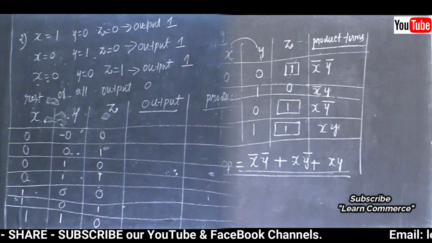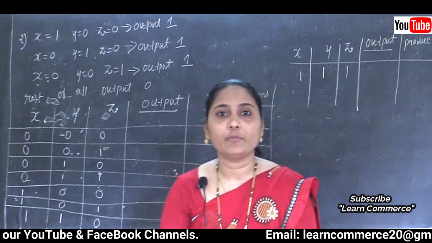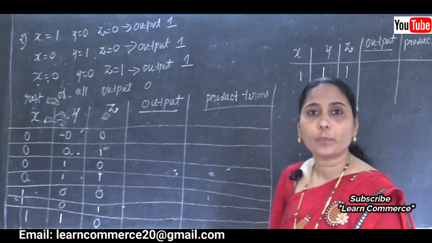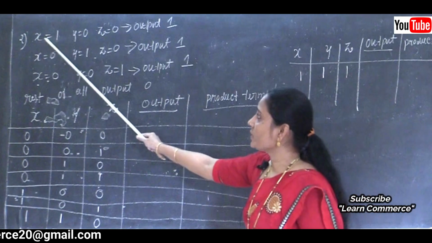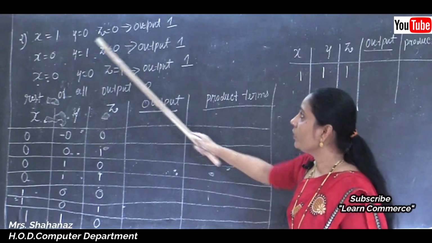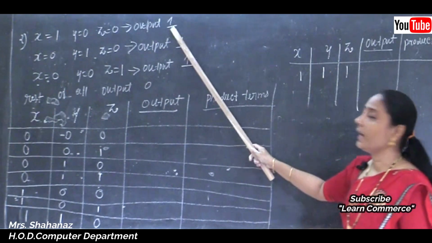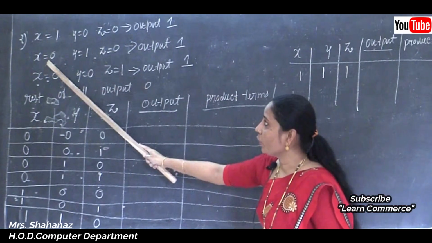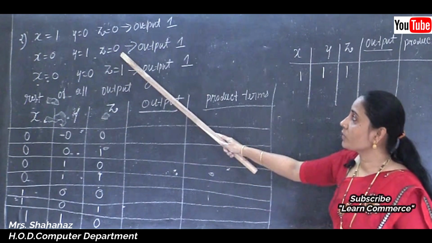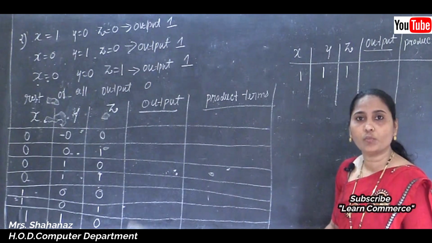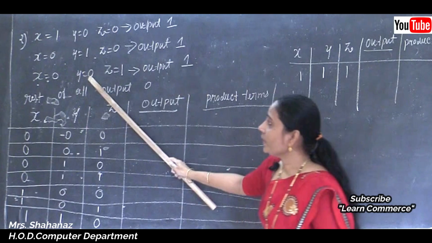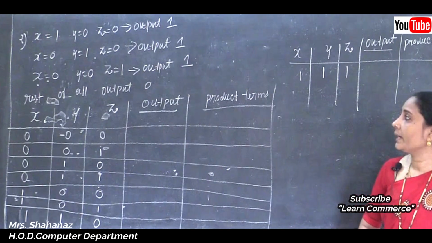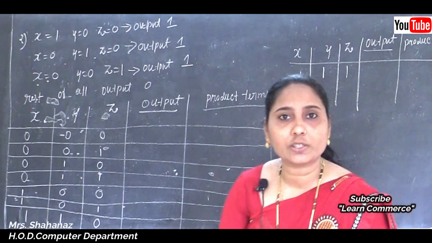After completing the first example, now let's go to our second example of the SOP, the sum of products. We know that x is equal to 1, y is equal to 0, z is equal to 0, we should take the output as 1. Second, x is equal to 0, y is equal to 1, z is equal to 0, the output is equal to 1. x is equal to 0, y is equal to 0, z is equal to 1, we should take the output as 1, and in the rest of the places the output is 0.